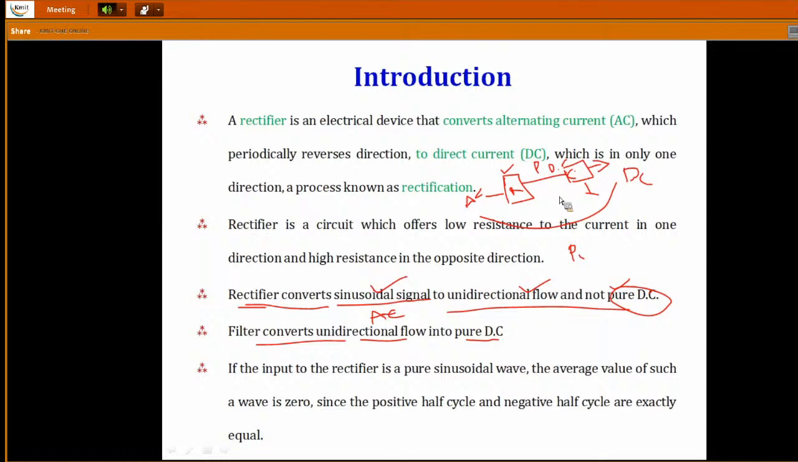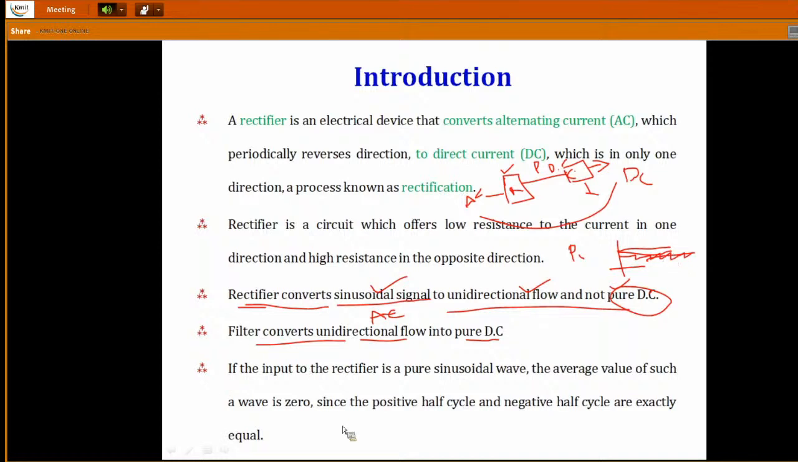If you do not have the filter, the output of the rectifier is not a pure DC signal. For example, this is a pure DC signal, a horizontal line. Now, what is an impure DC signal? The output at this point is going to look like this. It is not a pure DC signal. Some AC ripples are present in the signal. To remove these AC ripples, we are using filters. The output of the filter is a pure DC signal. This is going to look like this. That we will discuss in the next slides.